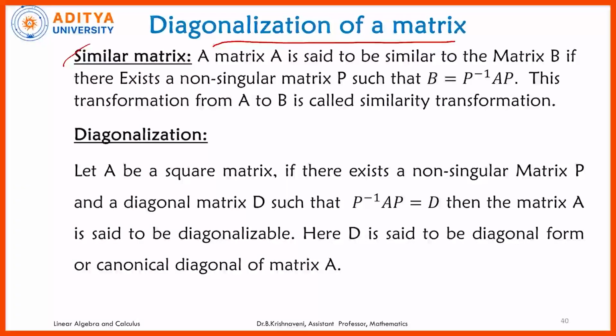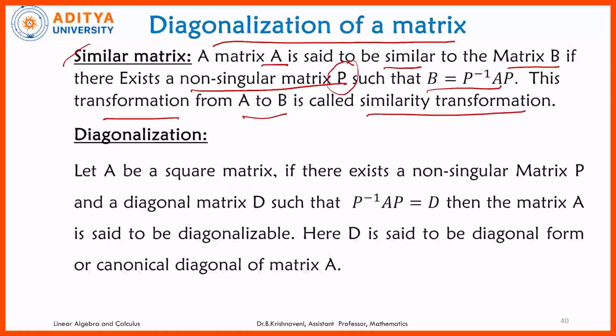If we consider any matrix A, we call that matrix similar to another matrix B if there exists a non-singular matrix P such that B is equal to P inverse AP. This transformation from A to B, we call a similarity transformation. So, a matrix A is similar to B if there exists a non-singular matrix P satisfying this condition, B equals P inverse AP, and we call this transformation a similarity transformation.